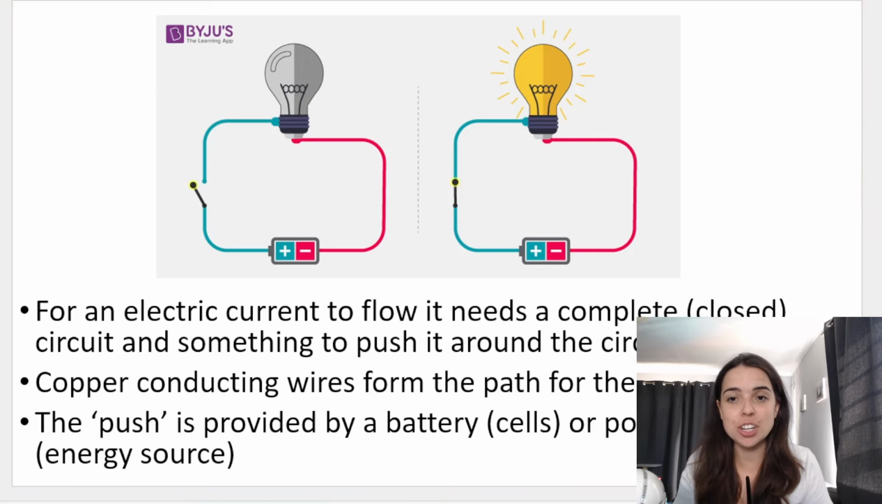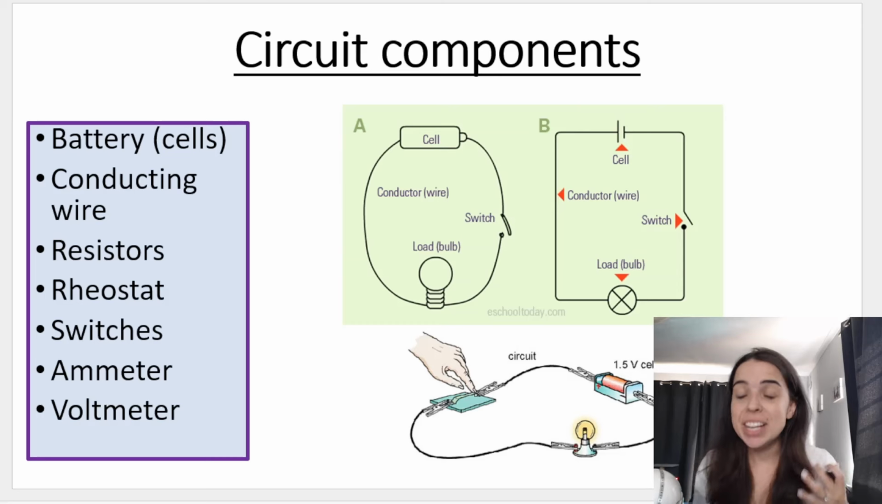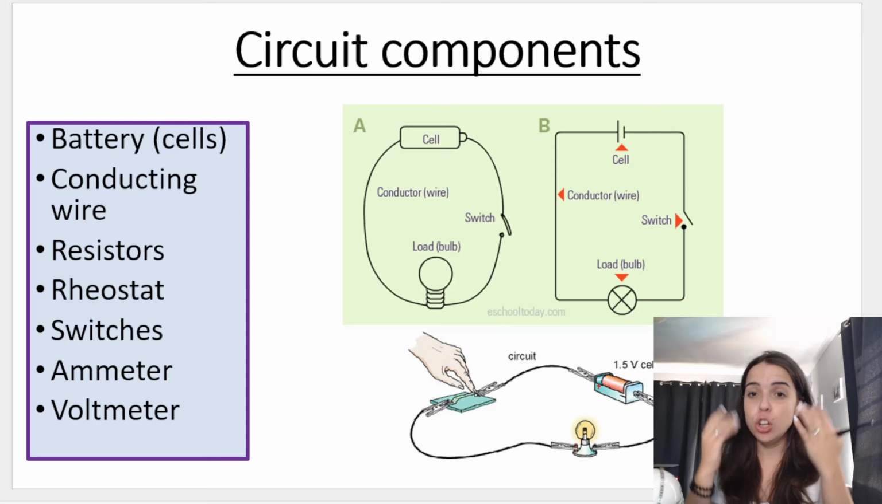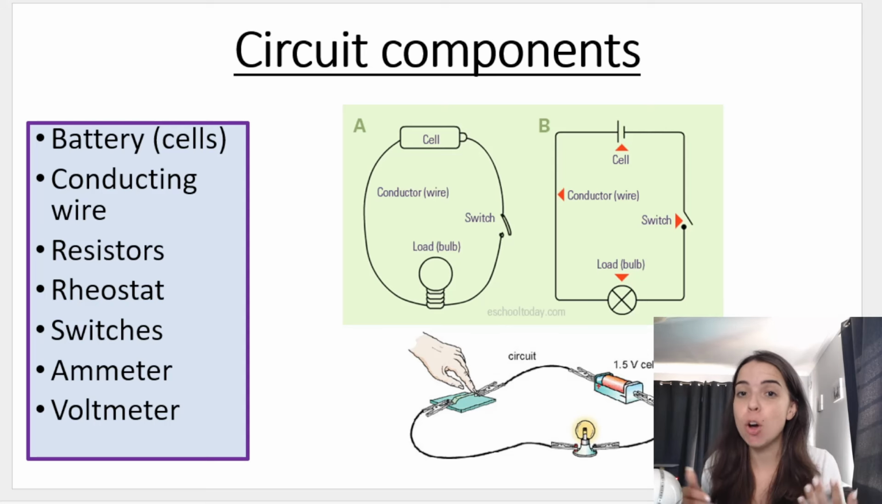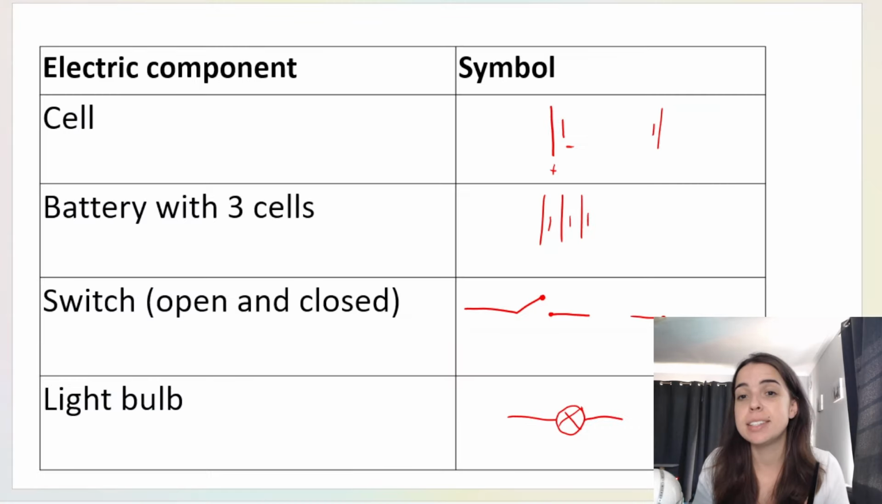Okay, so as I mentioned, we need a closed circuit in order for electricity to flow, in order for current to flow. The conducting wires, usually copper, provide a pathway for the current to flow, and the push comes from the battery. That's my energy source or my power source. Now, it is very important for you to be able to draw a circuit and to be able to look at a circuit and understand what the different components are. So I've listed some components that you will be seeing in circuits, and it is important to understand the symbols.